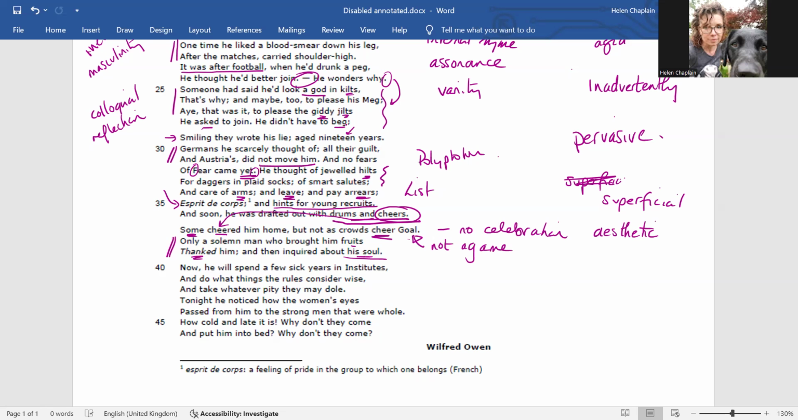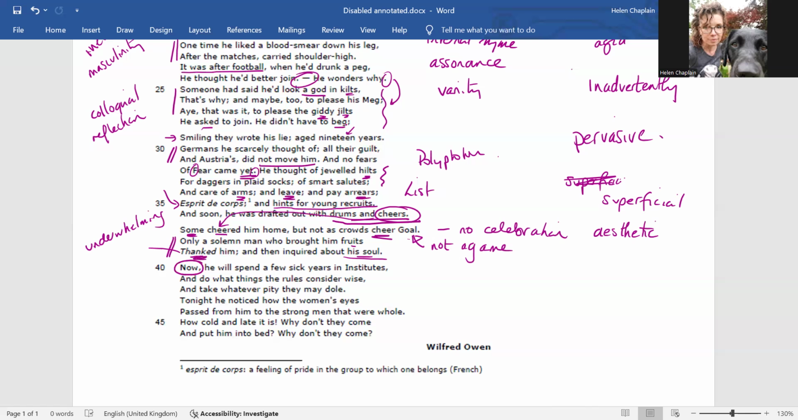But this italicizing of thanked him makes it seem underwhelming. What can happen? He doesn't get cheered. This one man saying thank you is not exactly what he had in mind when he went off to war in so many ways. And we get this final now.